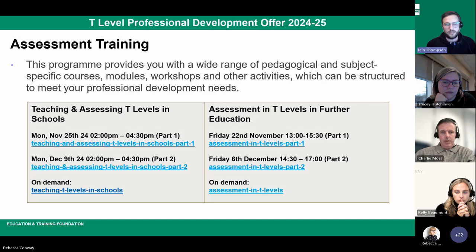Just to note, I did mention it earlier, the slight differentiation we've got. If you're in a school compared to a general further education college, we would recommend accessing the training that says schools in the title. So this one's teaching and assessing T-levels in schools, just to make sure that it's differentiated for our audience and it's the most impactful it could possibly be. So do check those dates out if you get a chance. And if we can go on to the next slide, Rebecca.